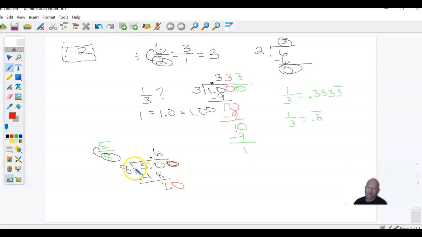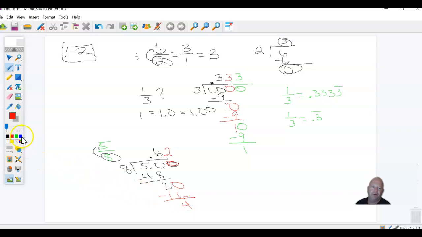Well, now it's different from how the 1/3 was. The 1/3 just kept giving us a 1. We don't have a 5 like we had before. Now we've got a 2. So 8 goes into 20 2 times. 2 times 8 is 16. Opposite of that, 20 minus 16 is 4.